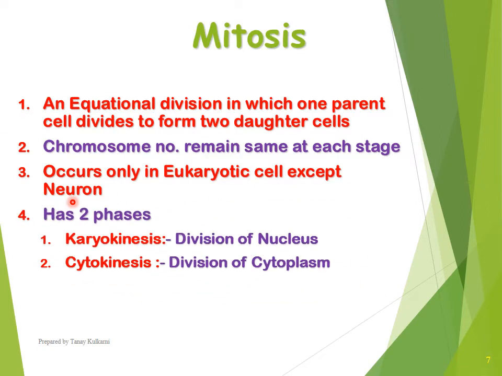Mitosis is completed in 2 phases. Number 1 is called karyokinesis, that is division of nucleus. Number 2 is cytokinesis, that is division of cytoplasm. We'll see these 2 phases in detail one by one.